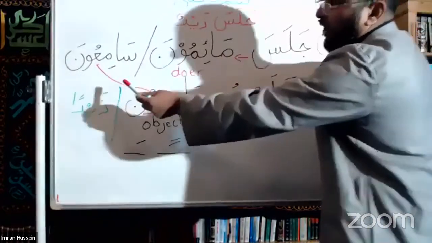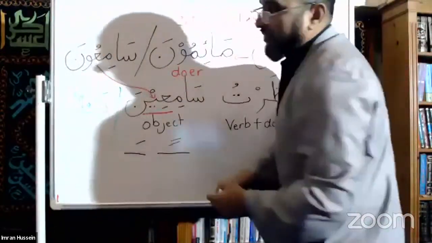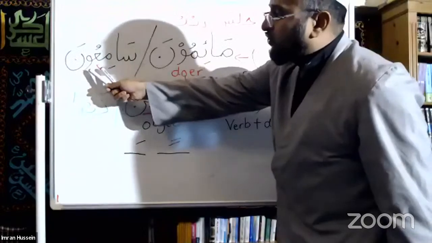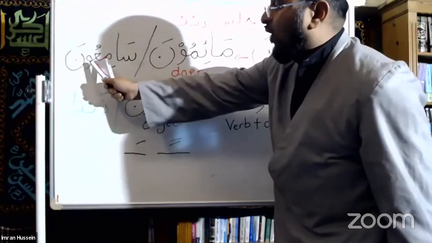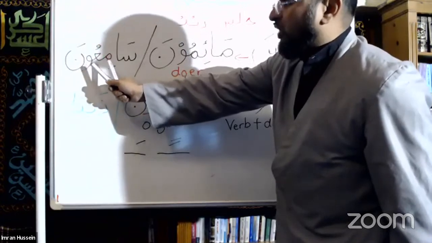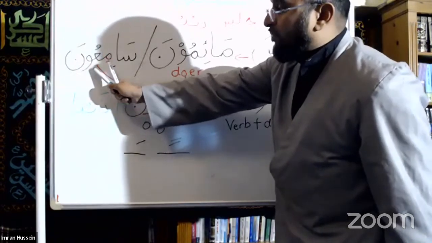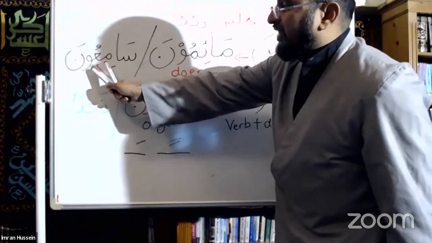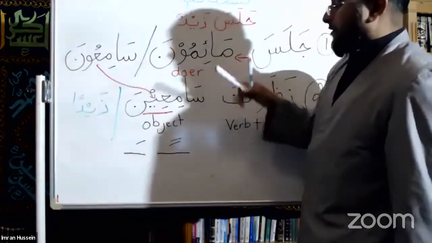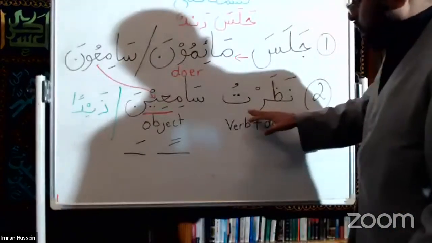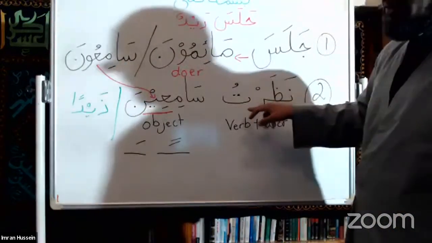That's the reason why we keep this noun in its original format, and the waw, in particular, represents that this is in the case of fa'il, the doer of the action. Okay? Now in the next word, nadartu. Nadartu means I saw.